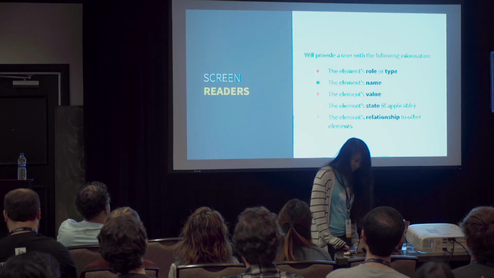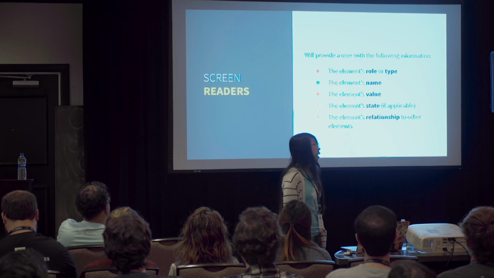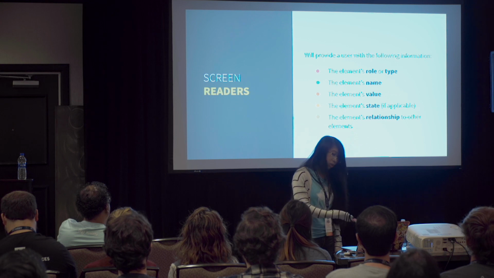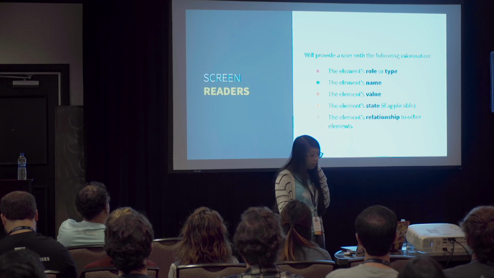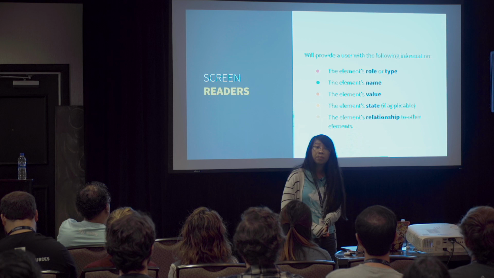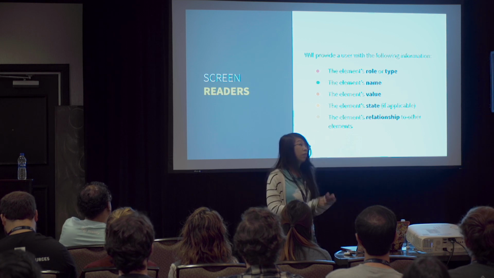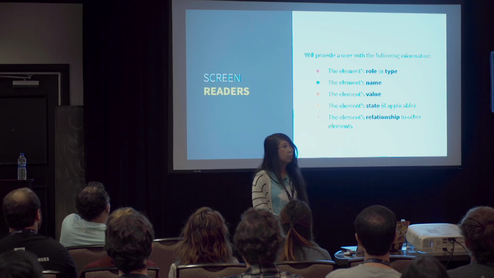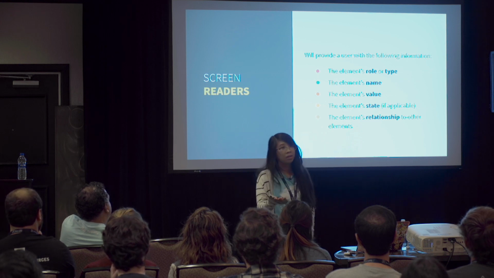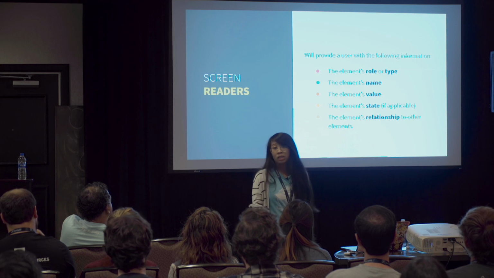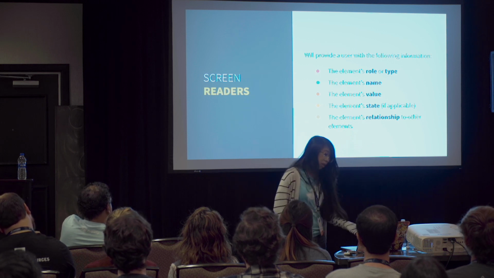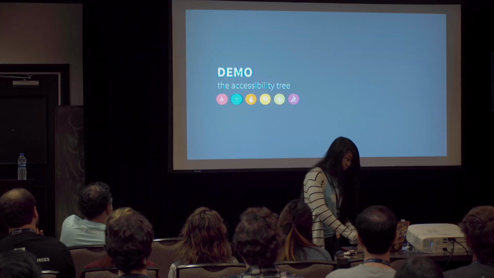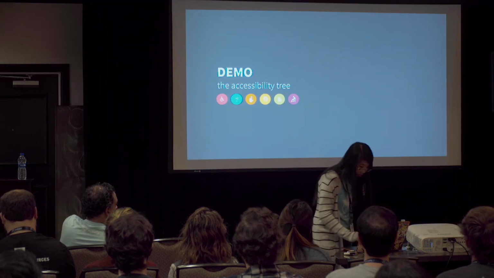Yes. A screen reader is an example of an assistive technology that uses that accessibility tree. And a screen reader will provide the user with the following information: the element's role or type, its name, its value if it has one, the element's state if applicable. That would be something like, is it enabled, is it disabled, is the checkbox checked, or is it not checked? And also the element's relationship to other elements. Okay, so let's take a look.